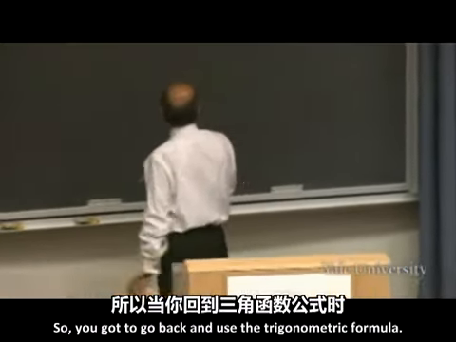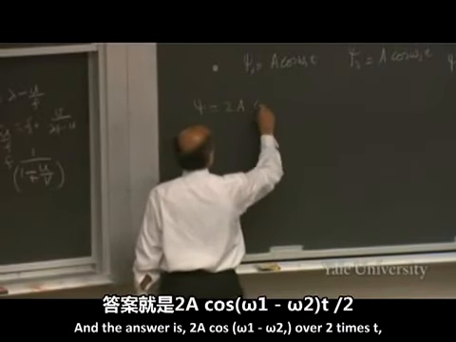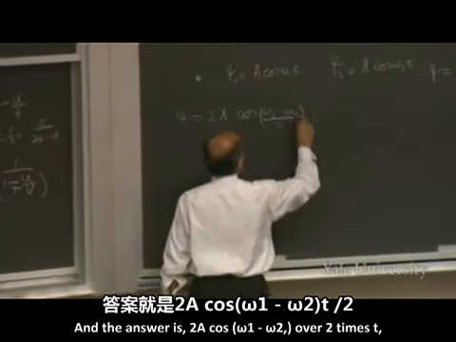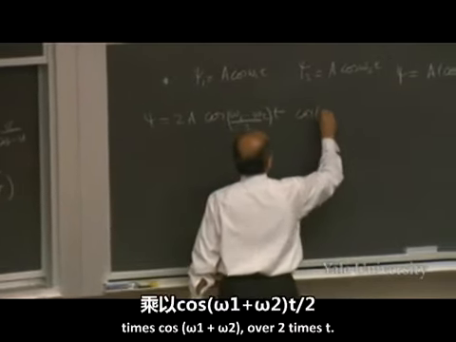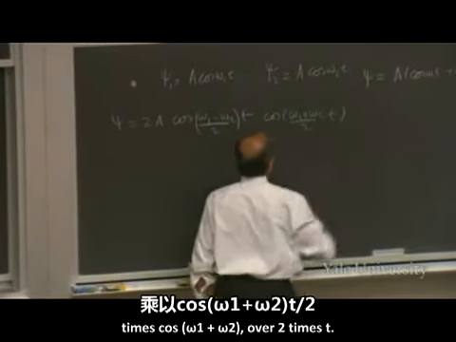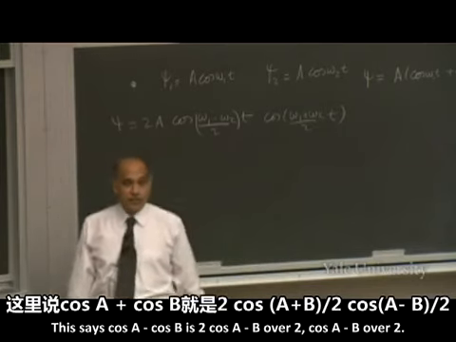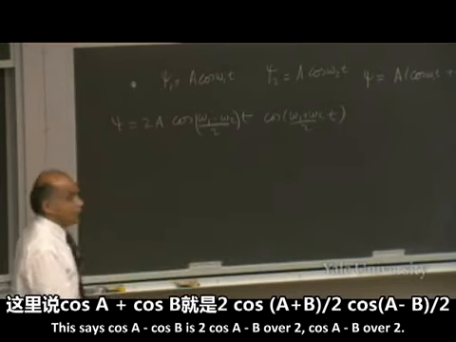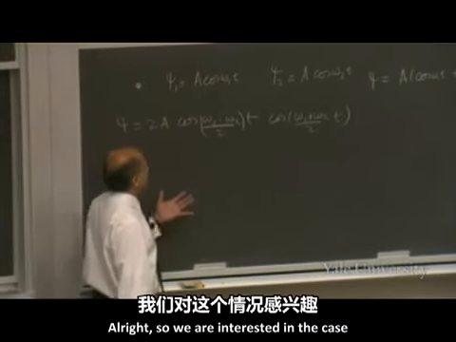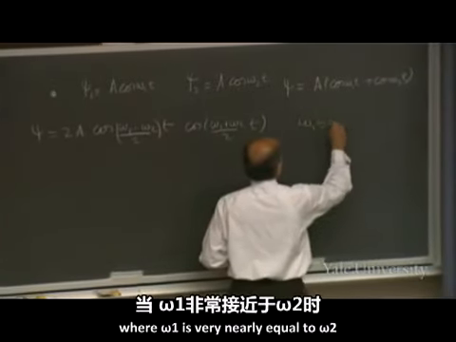So you've got to go back and use the trigonometric formula, and the answer is 2a cosine of (omega 1 minus omega 2) over 2 times t, times cosine of (omega 1 plus omega 2) over 2 times t. This says cos a minus cos b is 2 cos (a plus b) over 2 cos (a minus b) over 2. All right, so we are interested in the case where omega 1 is very nearly equal to omega 2.